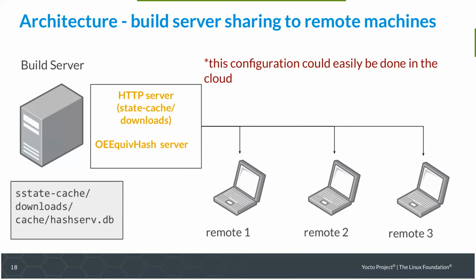So for this configuration, we have a build server, same as before, a good machine with a lot of cores, with lots of RAM and storage. And we're going to do a build here. First, we're going to build everything in this build server, and we're going to share the sstate cache and the download folders through an HTTP server to remote machines. And we're going to share also the hash server. The hash server has an innate way of sharing this. We're going to see how to do that.